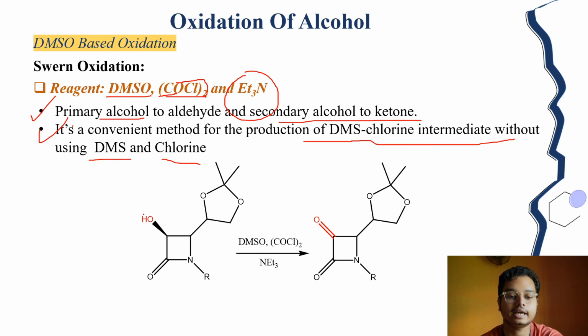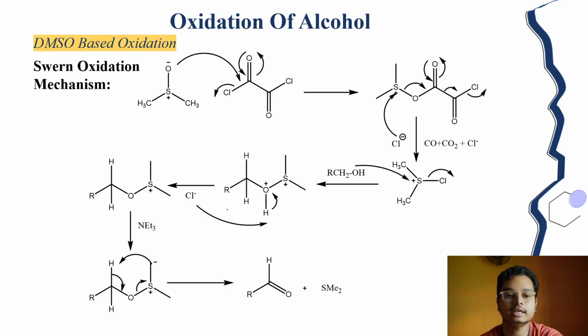So this is the reaction. Here you can see the secondary alcohol. In the presence of Swern oxidation conditions, this alcohol gets converted to its corresponding ketone compound. Now let us talk about the mechanistic pathway of this reaction.